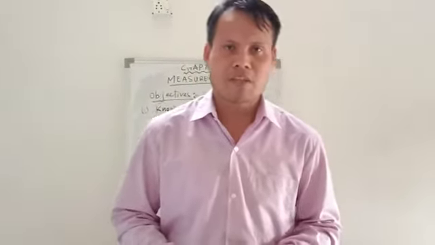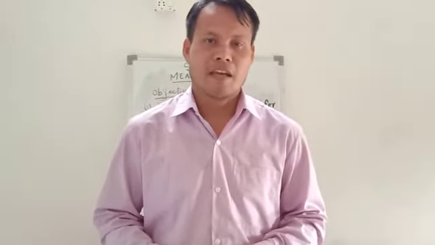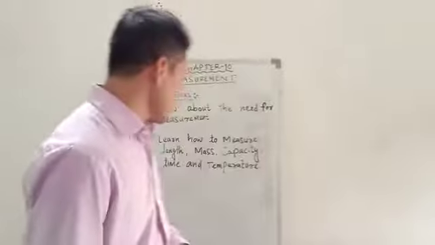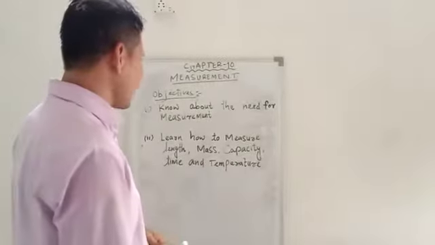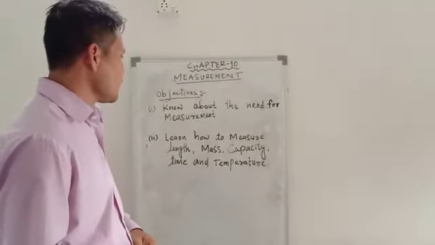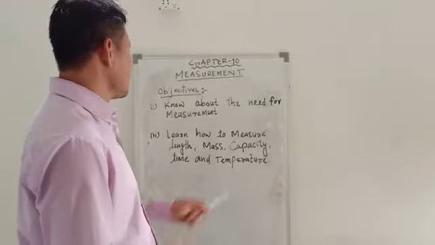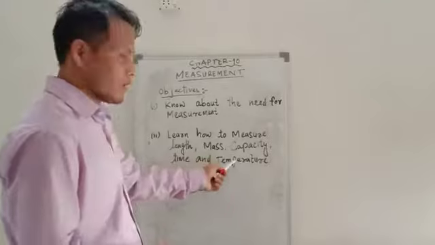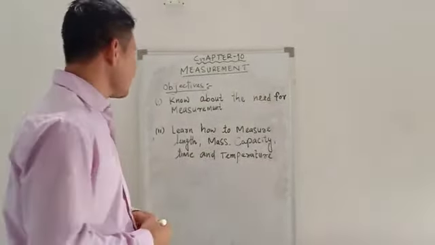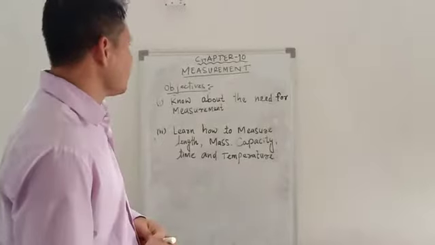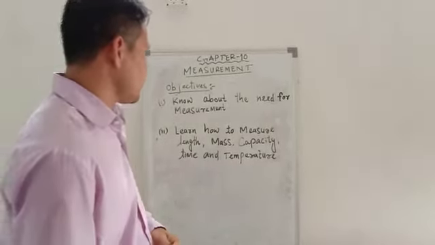But this chapter we will divide into two parts. In the first part, we will be learning the first objective, that is to learn the needs for measurement, and learn how to measure length and mass. And in the second part, the second video, we will be learning how to measure capacity, time and temperature. So let us move on with the first objective, that is to know about the need for measurement.